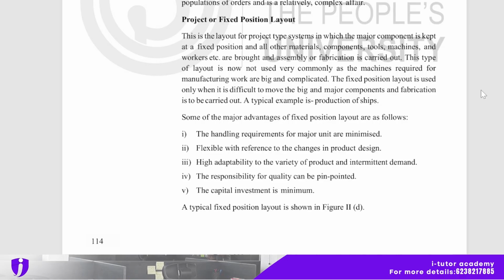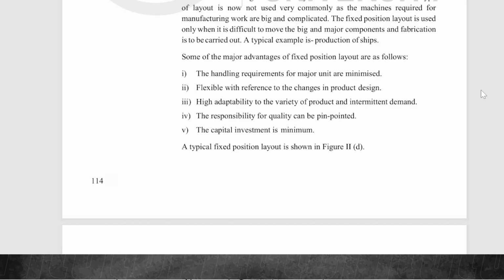This type of layout is now not used very commonly as the machines required for manufacturing work are big and complicated. The fixed position layout is used only when it is difficult to move the big and major component and fabrication is to be carried out. A typical example is production of ships.